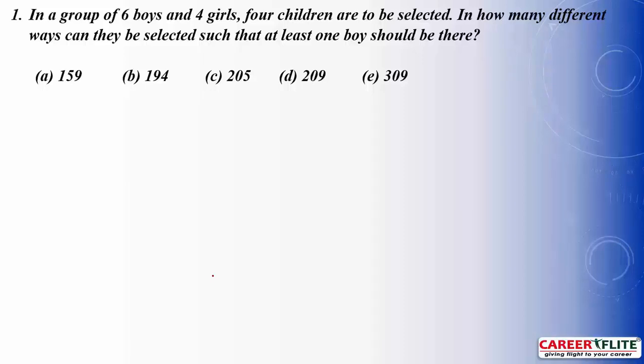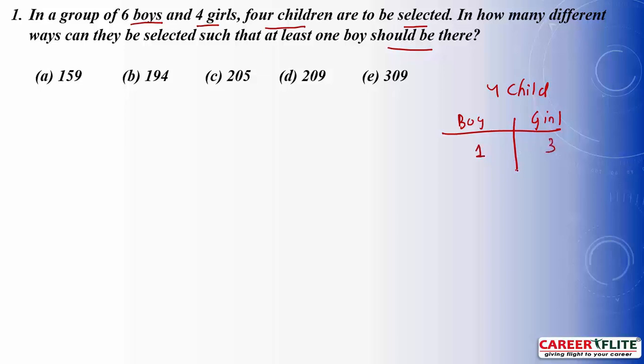In question number 1, we have a group of 6 boys and 4 girls, and 4 children are to be selected. In how many different ways can they be selected such that at least one boy should be there? We must select 4 children. So what will be the probable cases? At least one boy must be there. Means 1 boy, 3 girls; 2 boys, 2 girls.